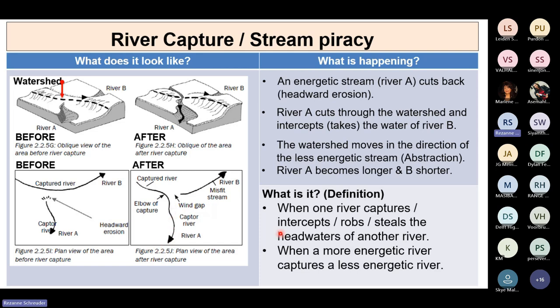So what is river capture? When the river capture intercepts, it robs or steals the headwaters of another river. So when a more energetic river captures a less energetic river. Remember, grade 12s, river A can't do much unless it has the power, the velocity, to erode backwards through, or headward erosion into, that watershed to capture river B.